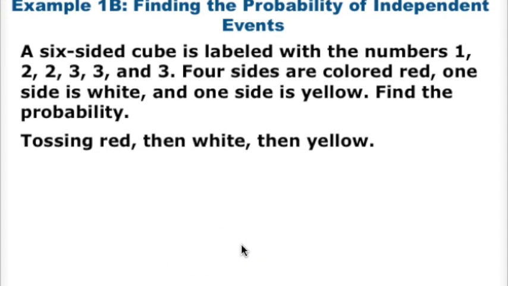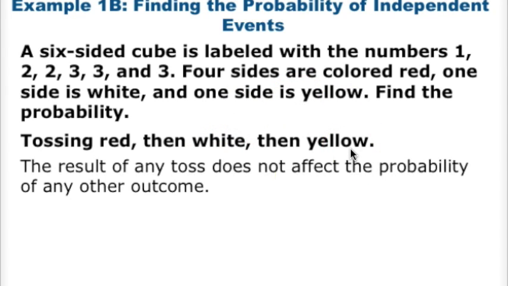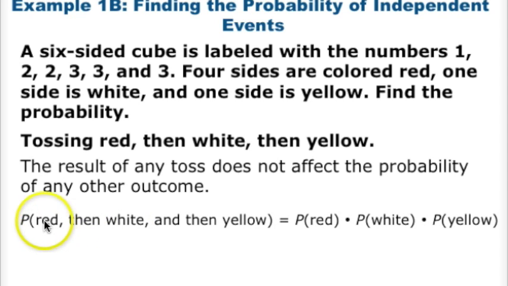All right, so now let's say we have a 6-sided cube and it's labeled with the numbers 1, 2, 2, 3, 3, and 3. 4 sides are colored red, 1 side is white, and 1 side is yellow. Let's find the probability of tossing a red, then a white, and then a yellow. The result of any toss does not affect the probability of any other outcome. Each toss is separate. Each one is independent. So, to find the probability of red, then white, then yellow, I can just multiply the probability of red times the probability of white times the probability of yellow.